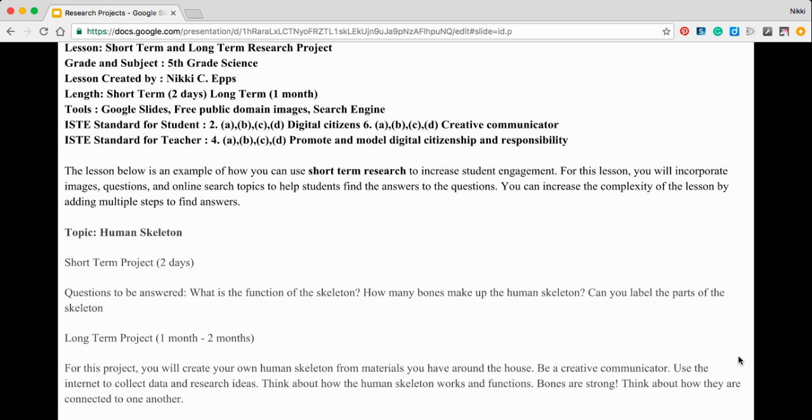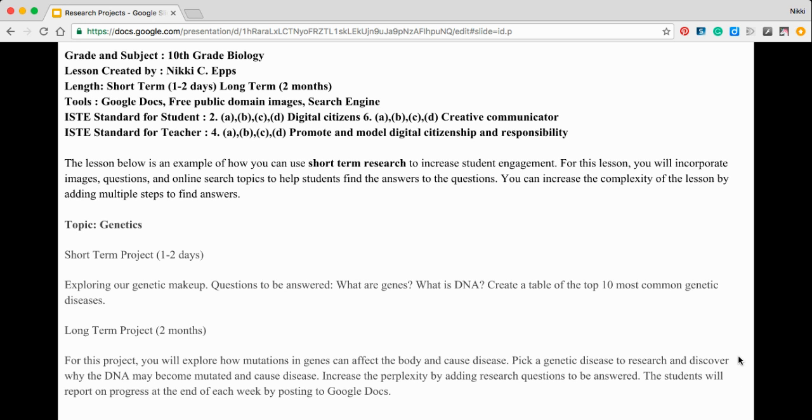In long term, we're looking at maybe a 1 month to 2 months project. For this, they're going to create their own human skeleton from materials they found maybe around the house. They're going to become a creative communicator. They're going to use the internet to collect data and research ideas. They're going to think about how the human skeleton works and functions. They know that bones are strong. They're going to think about how they're connected to one another.